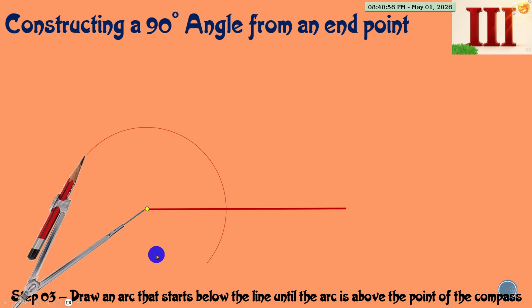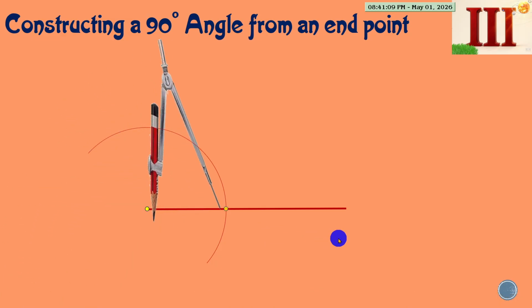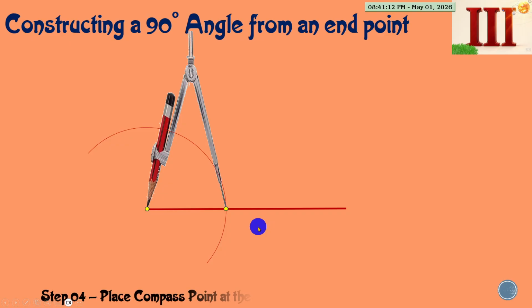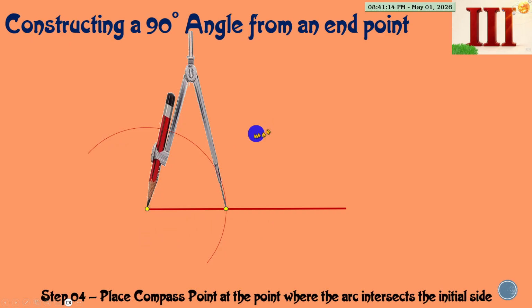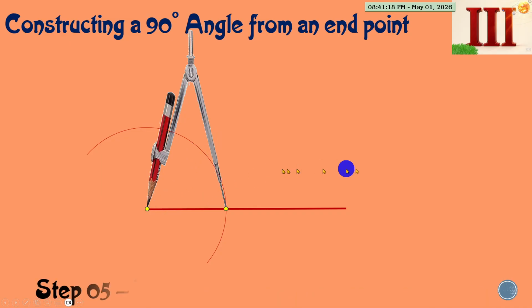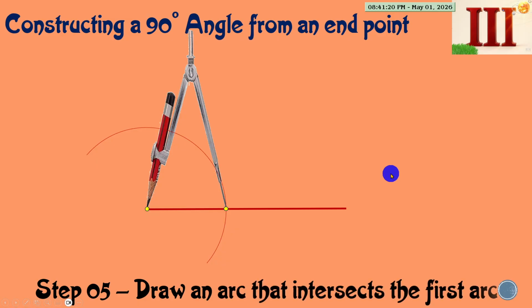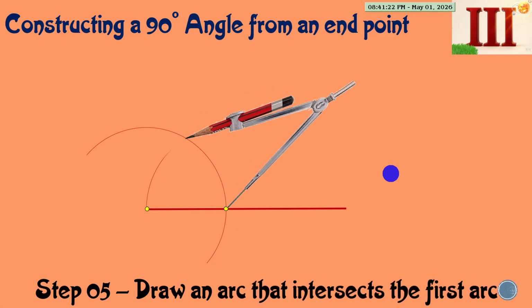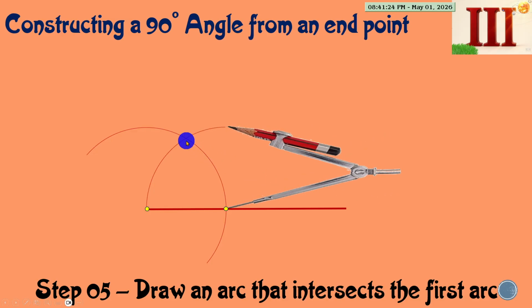Do not change the width at all. We will move to the first point of intersection, which will cut this line here. And keeping it there, we will connect the first arc with our second arc, which we will now draw. And this will produce a 60-degree angle. So this point of intersection indicates 60 degrees.